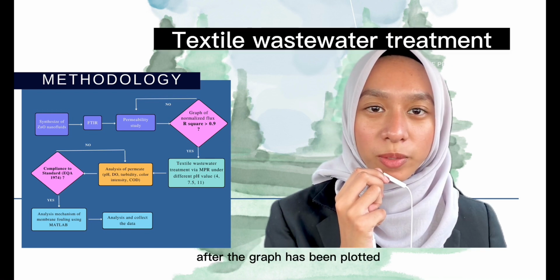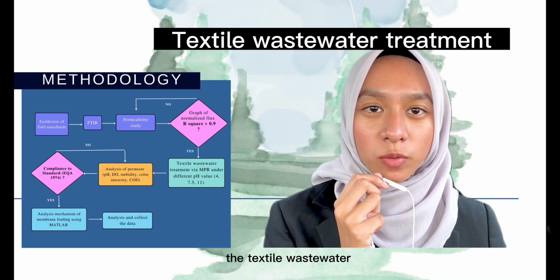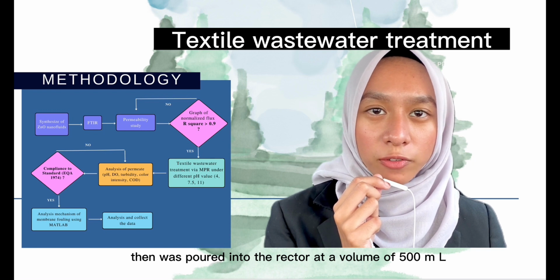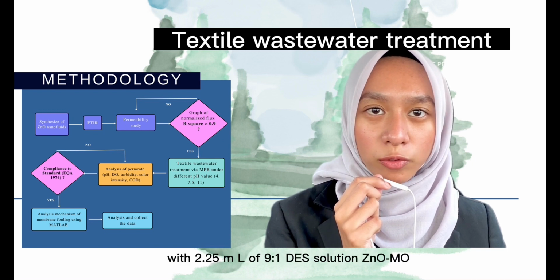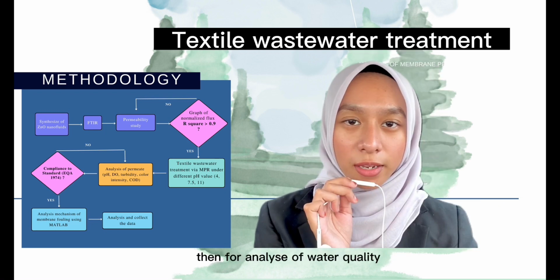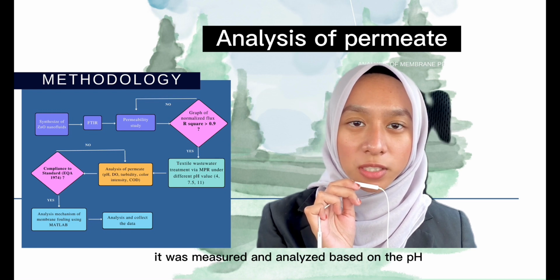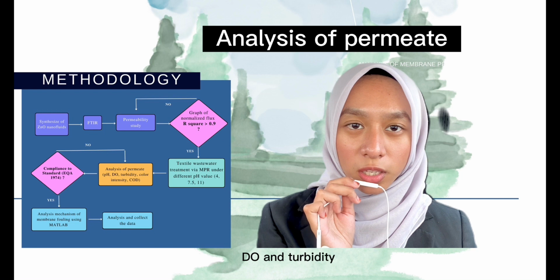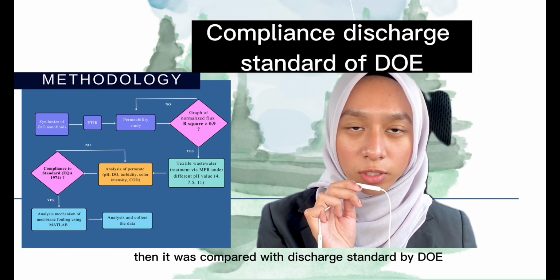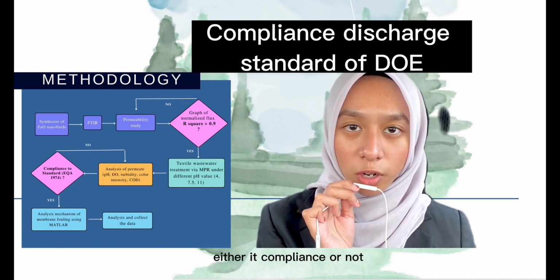After the graph has been plotted, if the R2 is more than 0.9, the textile wastewater was then poured into the reactor at a volume of 500 ml with 2.25 ml of 9,1-DES solution. Then, for analysis of water quality, it was measured and analysed based on pH, DO, turbidity, color intensity and COD. Then, it was compared with the discharge standard by DOE, to see whether it complies or not.